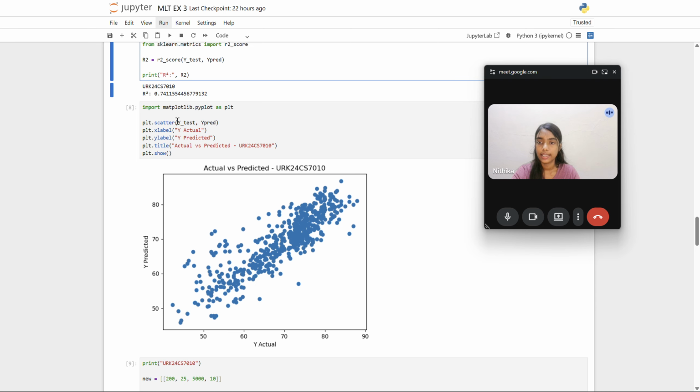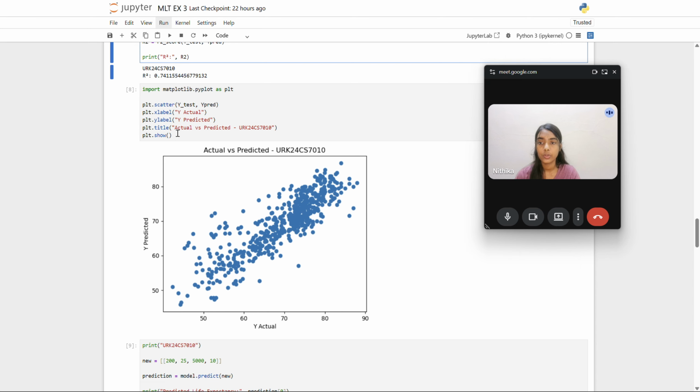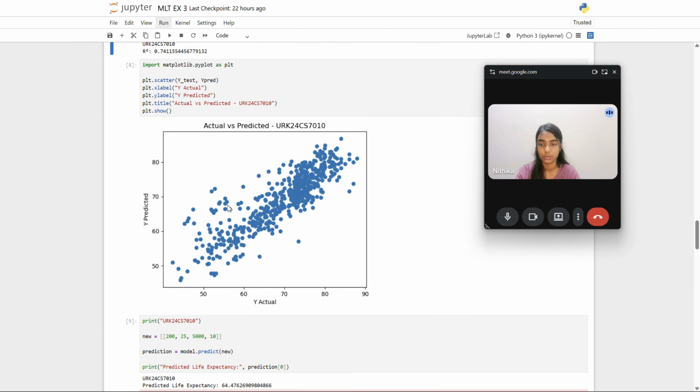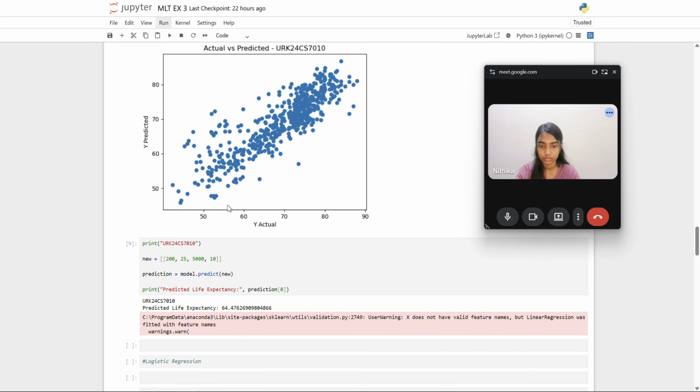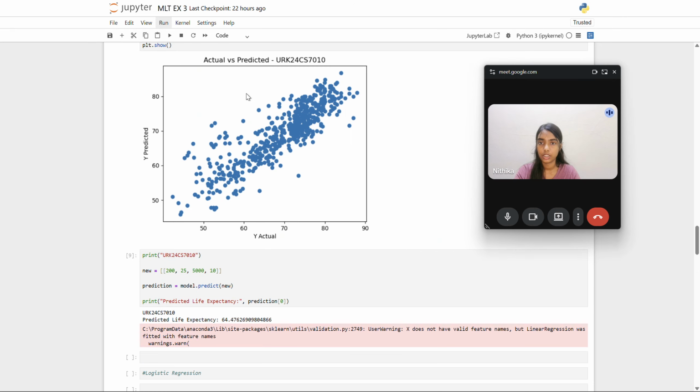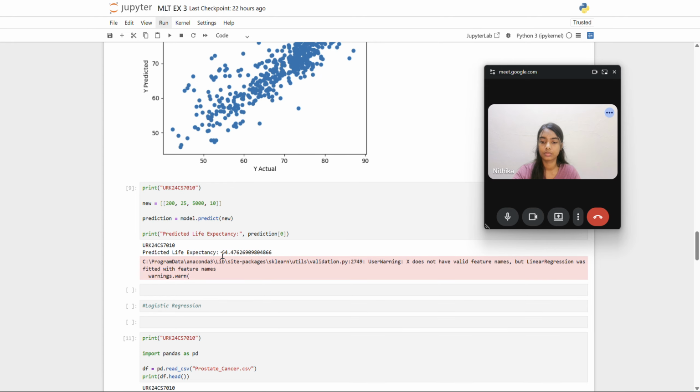Here, scatter creates a scatter plot between the actual and the predicted value. The x-axis represents the actual value and the y-axis represents the predicted value. So the output is the scatter plot.